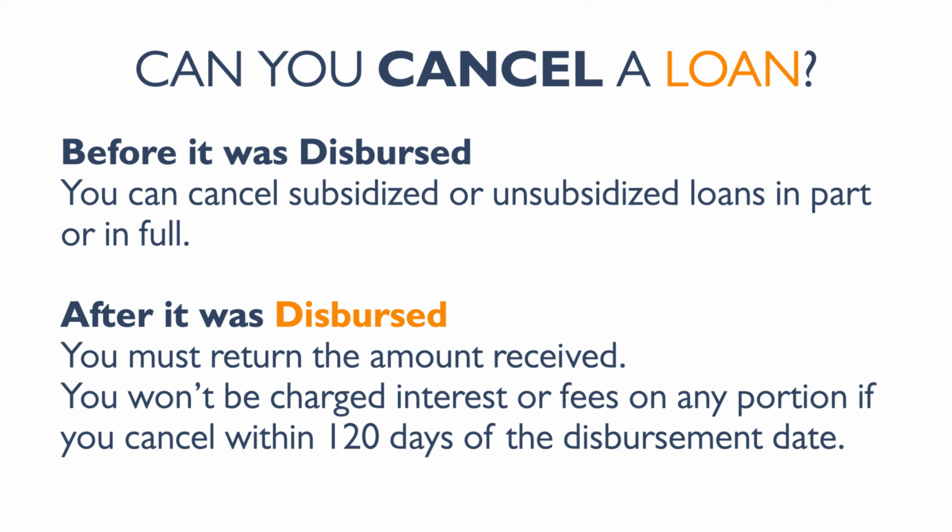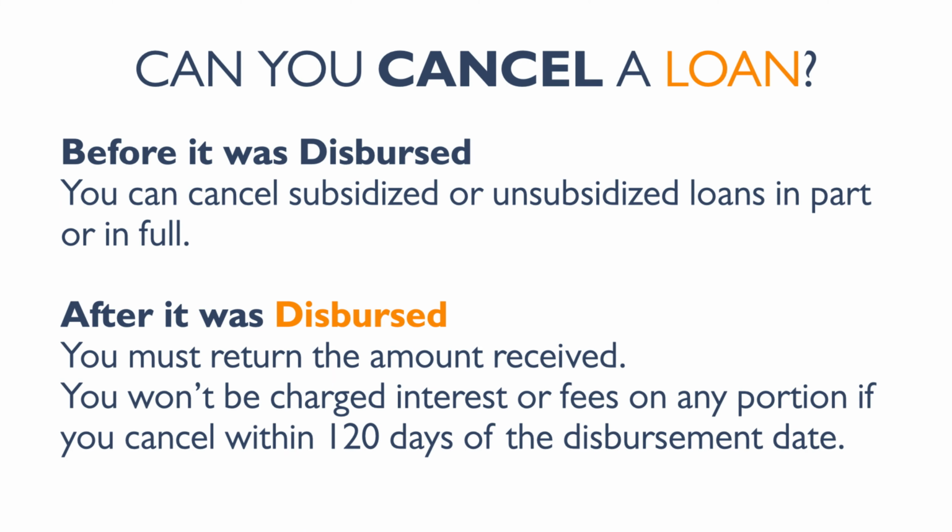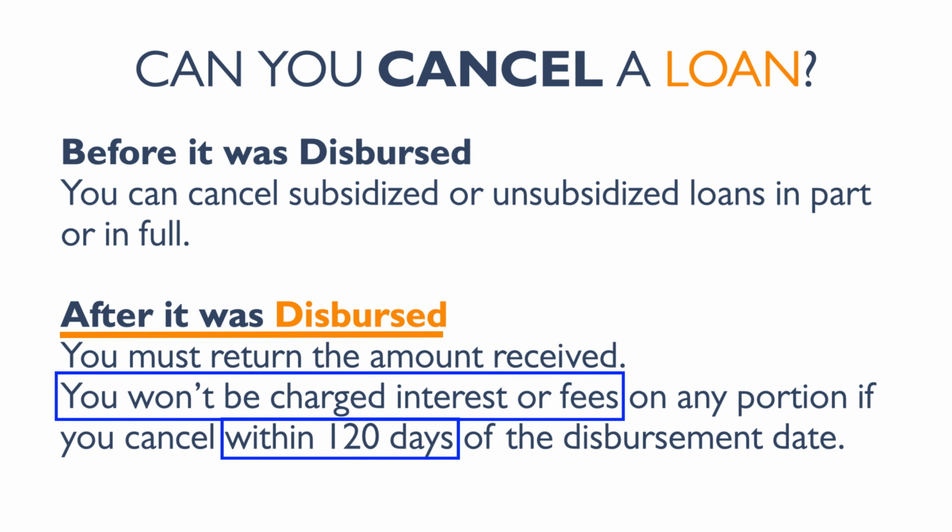What is advantageous about federal student loans is that you can cancel them. Prior to the loan being dispersed, you have the option to cancel either subsidized or unsubsidized loans, either partially or in full. If the loan has already been dispersed to the school, you have to return the funds, obviously, but if you cancel within 120 days of the disbursement date, you will not be charged any interest or fees on the canceled portion.